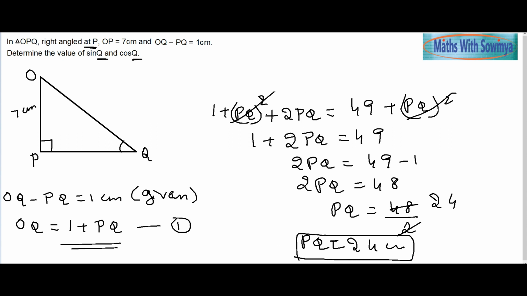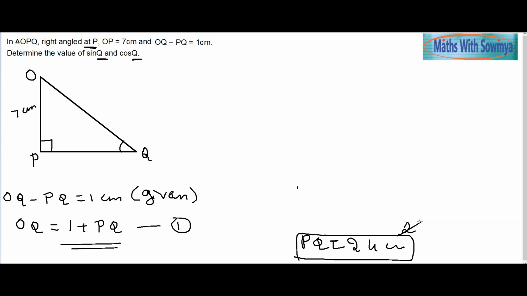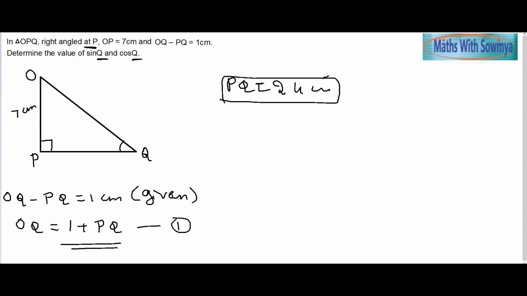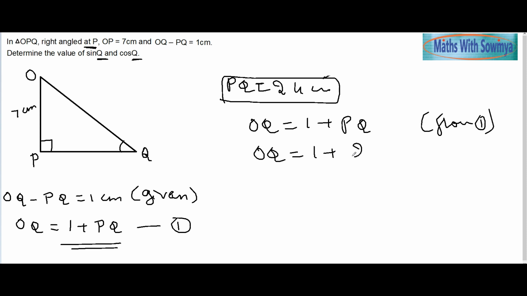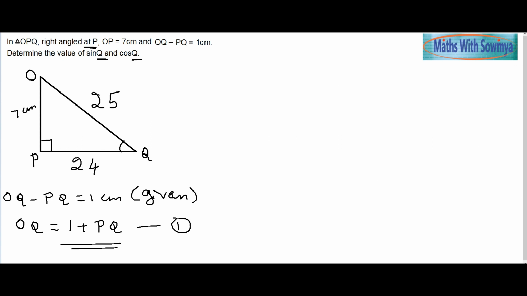Once we have the value of PQ, we can easily get the value of OQ. PQ is 24 centimeter, and from equation 1 we know that OQ is 1 plus PQ. So OQ is equal to 1 plus 24, which is 25. So we got 24 and this is 25. Everything is finalized. Now we just have to determine the value by substituting the relevant values.